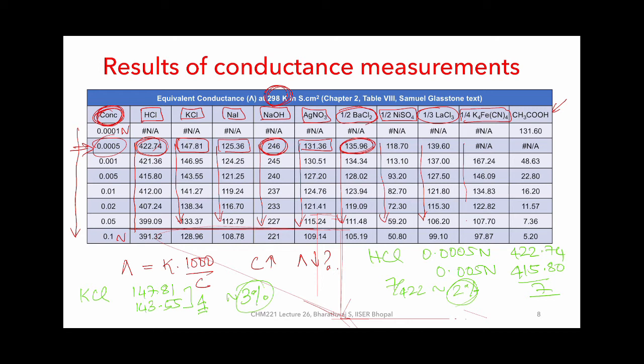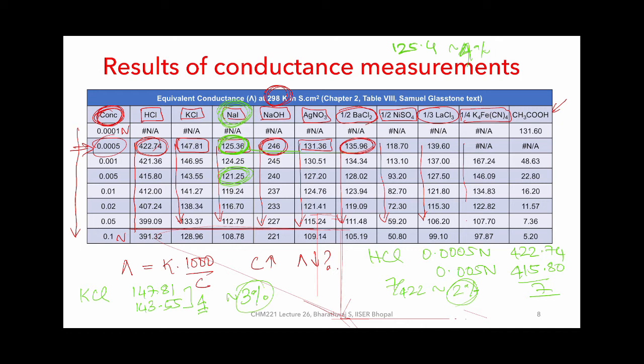So let's take some other example that is a little more stark. Let's take the example of sodium iodide. Here the conductance started at 125.4 units at 0.0005 normal, which is what I'm showing here. And when you increase the concentration, you are at 121.3. So that's a reduction of about 4, which is about 4%, more than potassium chloride.